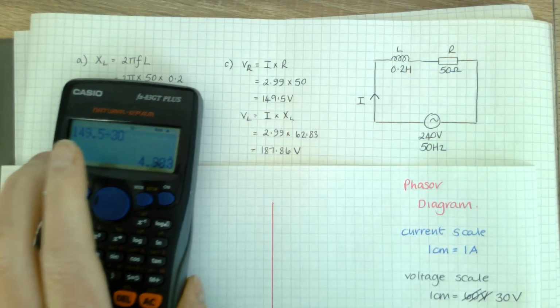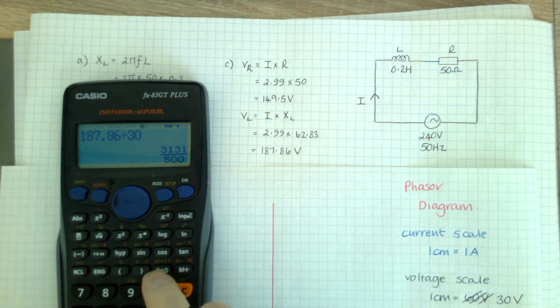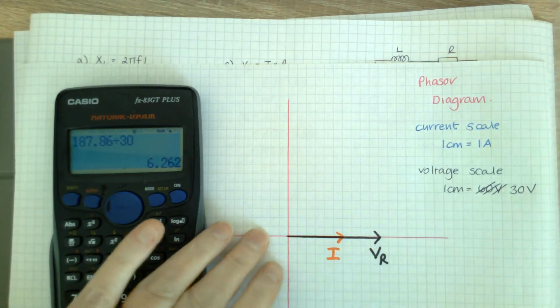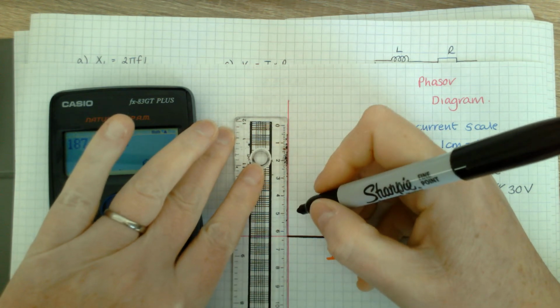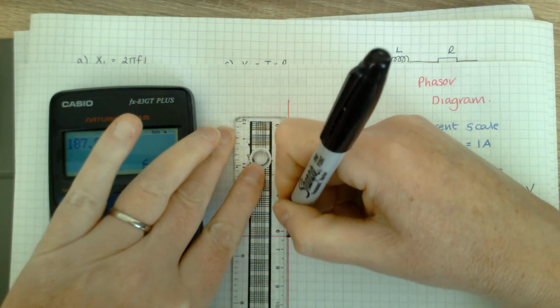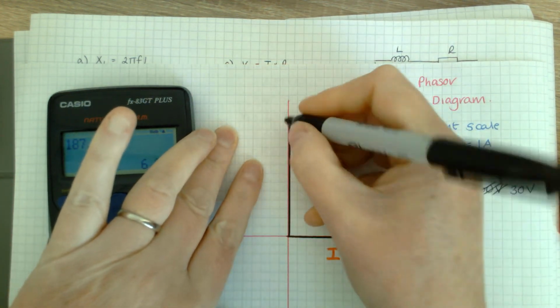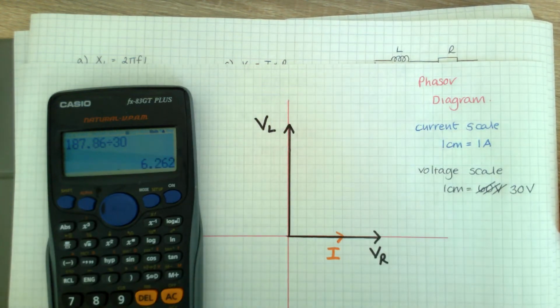The voltage across my inductor was 187.86. So I'm going to divide that by 30 from my scale as well. And that gets me 6.26. So looking at that, if I'd made it smaller, it would be less accurate. That's my voltage across my inductor.